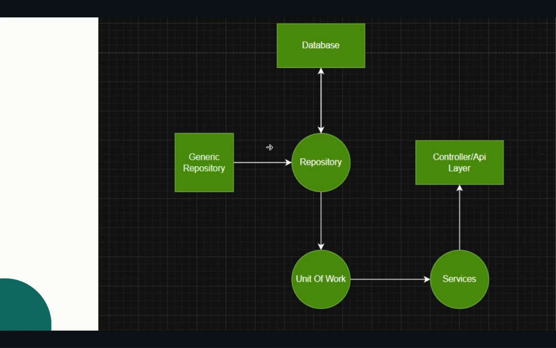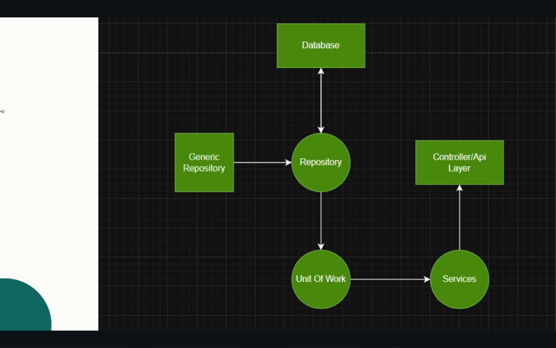Hello everyone, welcome back. Today we are diving into one of the cleanest ways to organize our .NET application, using the generic repository pattern with the unit of work pattern. This is the architecture many production-grade enterprise apps follow for clean code, maintainability and testability.